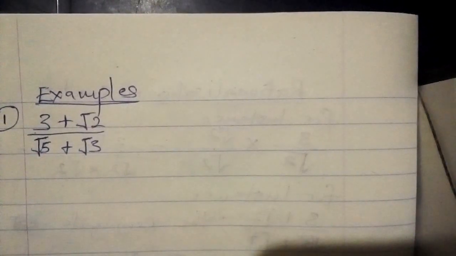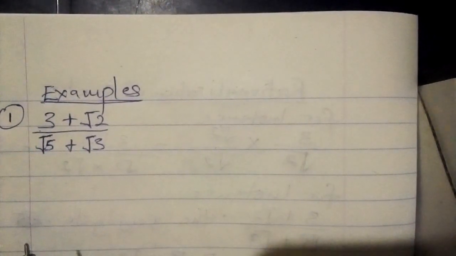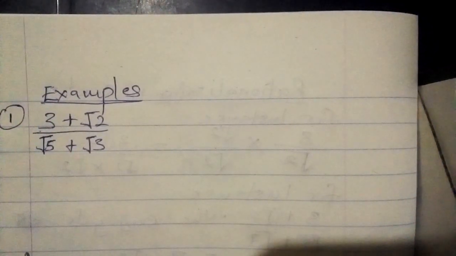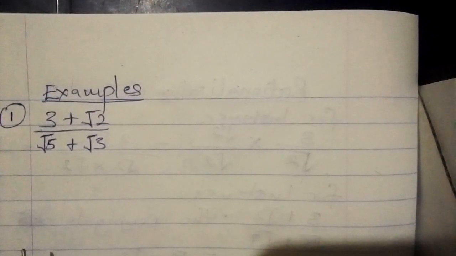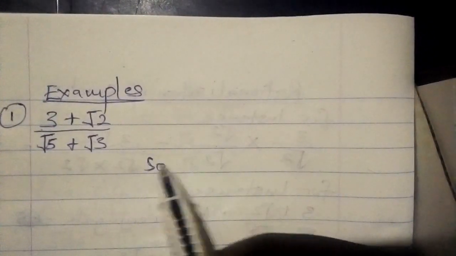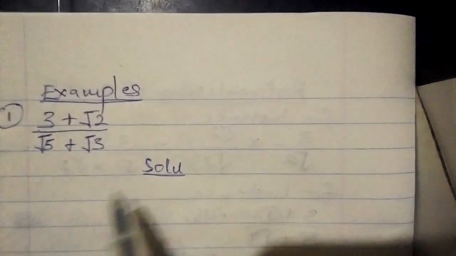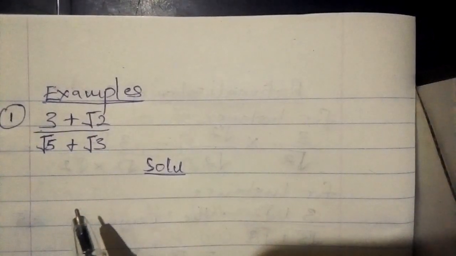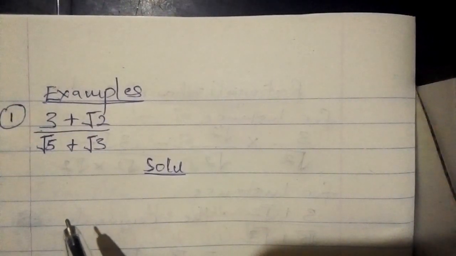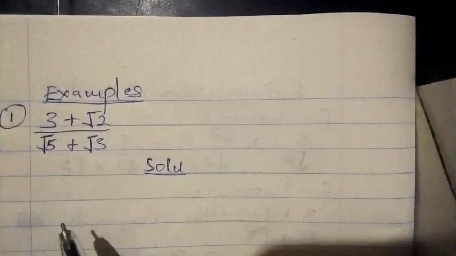Okay, let's now solve an example to show how to rationalize surds. So this is the first example. I want you to follow me one step at a time. We have the solution. So they gave us this, and now we want to rationalize it. I also want you to pay attention to how to get it easily without spending much time.